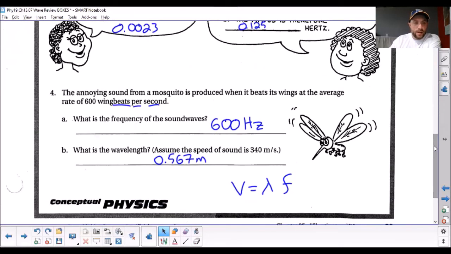Then we have a mosquito that has a buzzing noise, buzzing at 60 beats per second. Well, beats per second is another way of saying frequency, which would be hertz. And so what is the wavelength? That's the length of the wave. If we assume that the speed of sound is 340 meters per second, well, we use our good old speed of a wave equation, and we solve for wavelength.